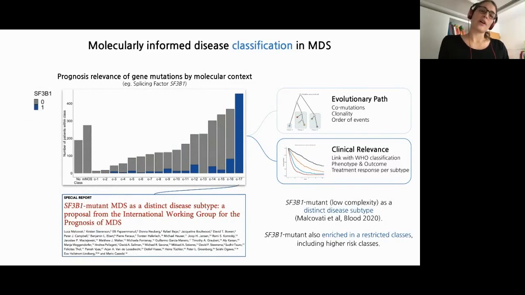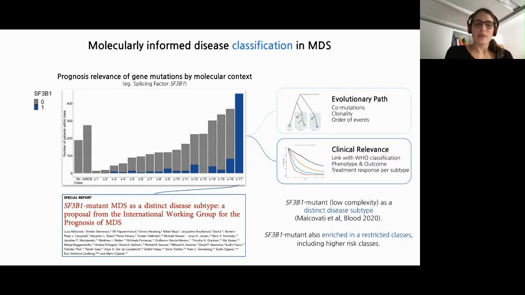And then the last example of the importance and clinical utility of molecularly defined disease subtypes I would like to give you is a specific example, which is SF3B1 mutated MDS. So SF3B1 is a splicing factor. It is one of the most commonly mutated genes in the disease, and it's been recognized. It's one of the only molecular markers that is already incorporated into the classification. And it has been recently proposed that SF3B1 mutated MDS is a distinct subtype, both because of its mechanism of action as well as its clinical implications.